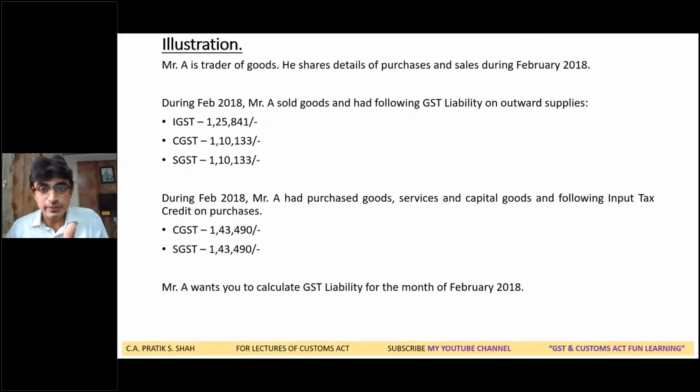I want you people to answer me. What shall be the GST liability for the month of Feb 18? I give you 1 minute. Tell me how much amount and which tax you are required to pay. IG, CG or SG, and what is the amount? I will give you 1 minute. Try.